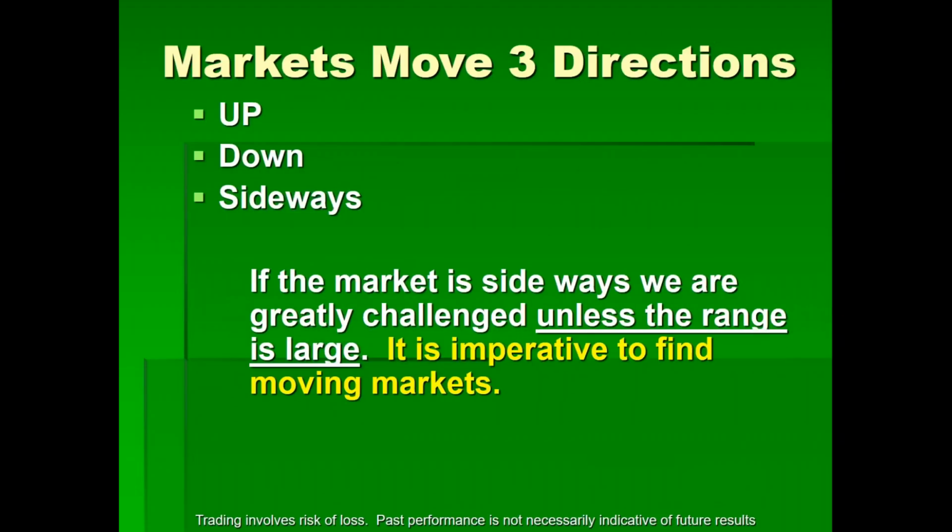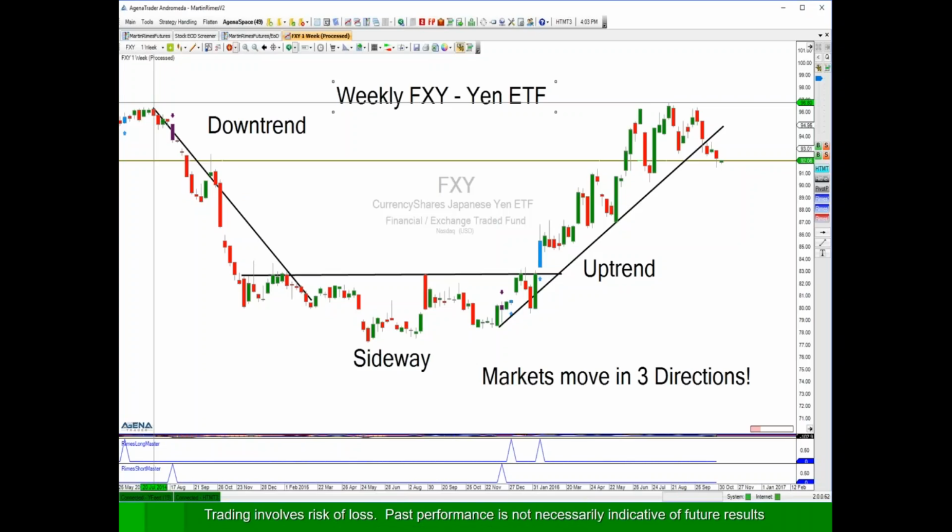So we know that markets move in 3 directions, up, down, and sideways. If the market is sideways, we are greatly challenged unless the range is large. So it is imperative to find moving markets. This is the weekly FXY, a yen ETF. And all I'm showing you here is downtrend, sideways market, and uptrend. Looks to me like that uptrend could be breaking, doesn't it? I snapped this yesterday.